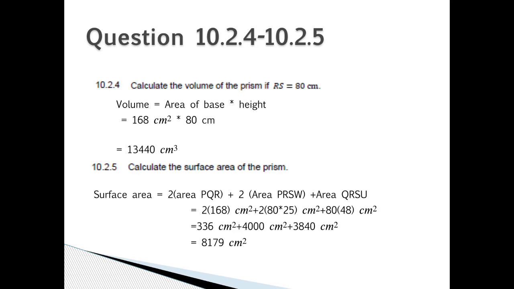which is equal to 13,440 centimeters cubed. If you have to calculate the surface area of the prism, it's equal to 2 times the area of PQR plus 2 times the area of PRSW plus the area of QRSU, which is equal to 2 times 168 centimeters squared plus 2 times 80 times 50 centimeters squared plus 80 times 48, which will give you 336 centimeters squared plus 4,000 centimeters squared plus 3,840 centimeters squared, which is equal to 8,179 centimeters squared.